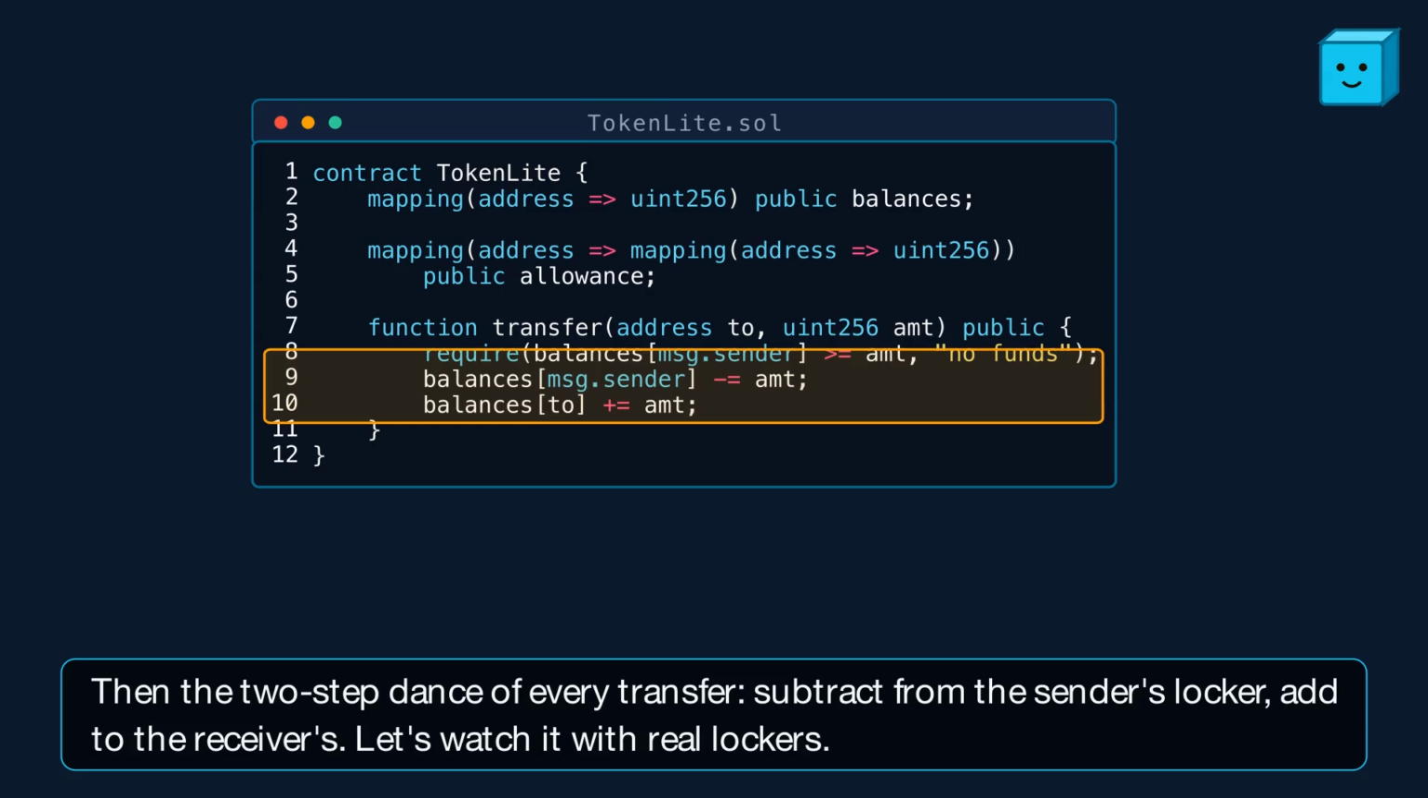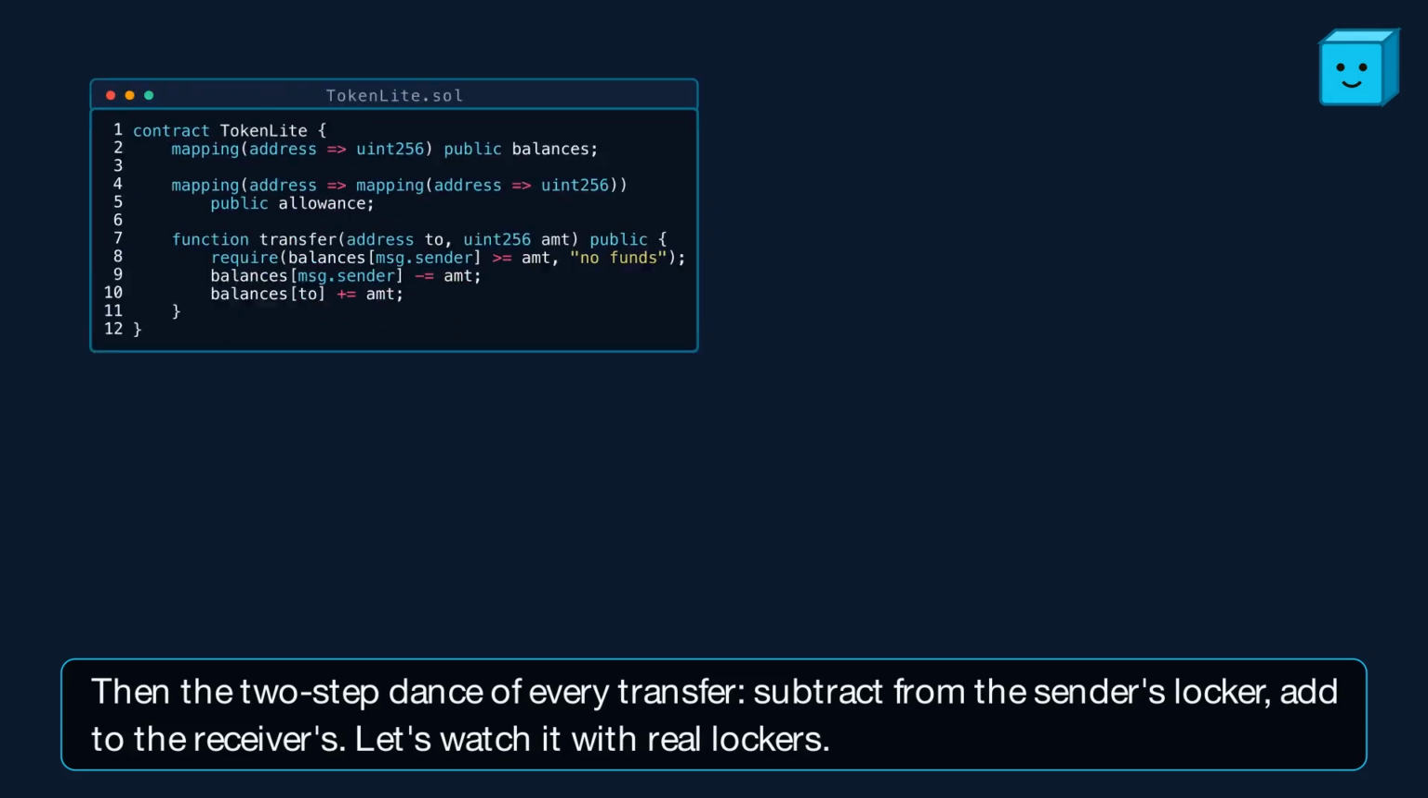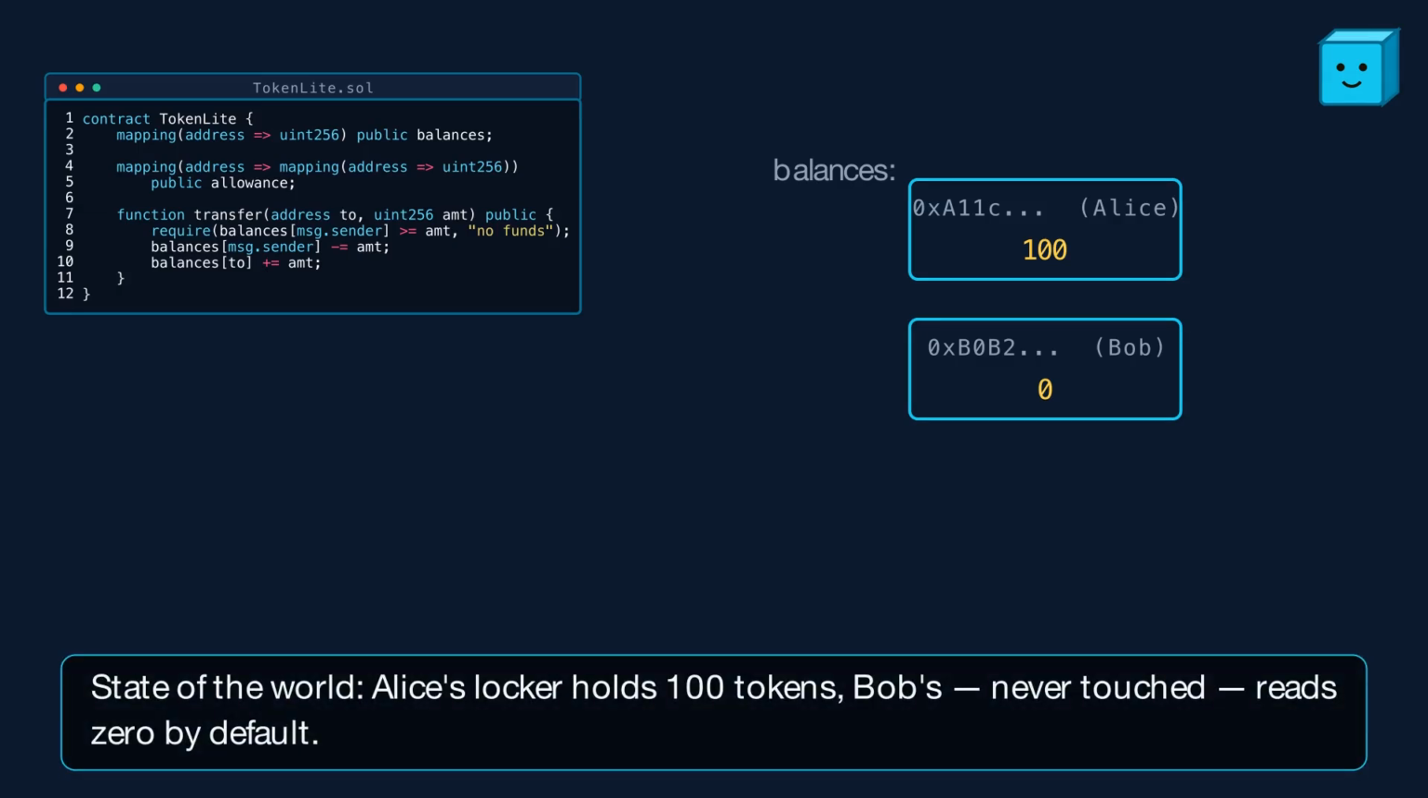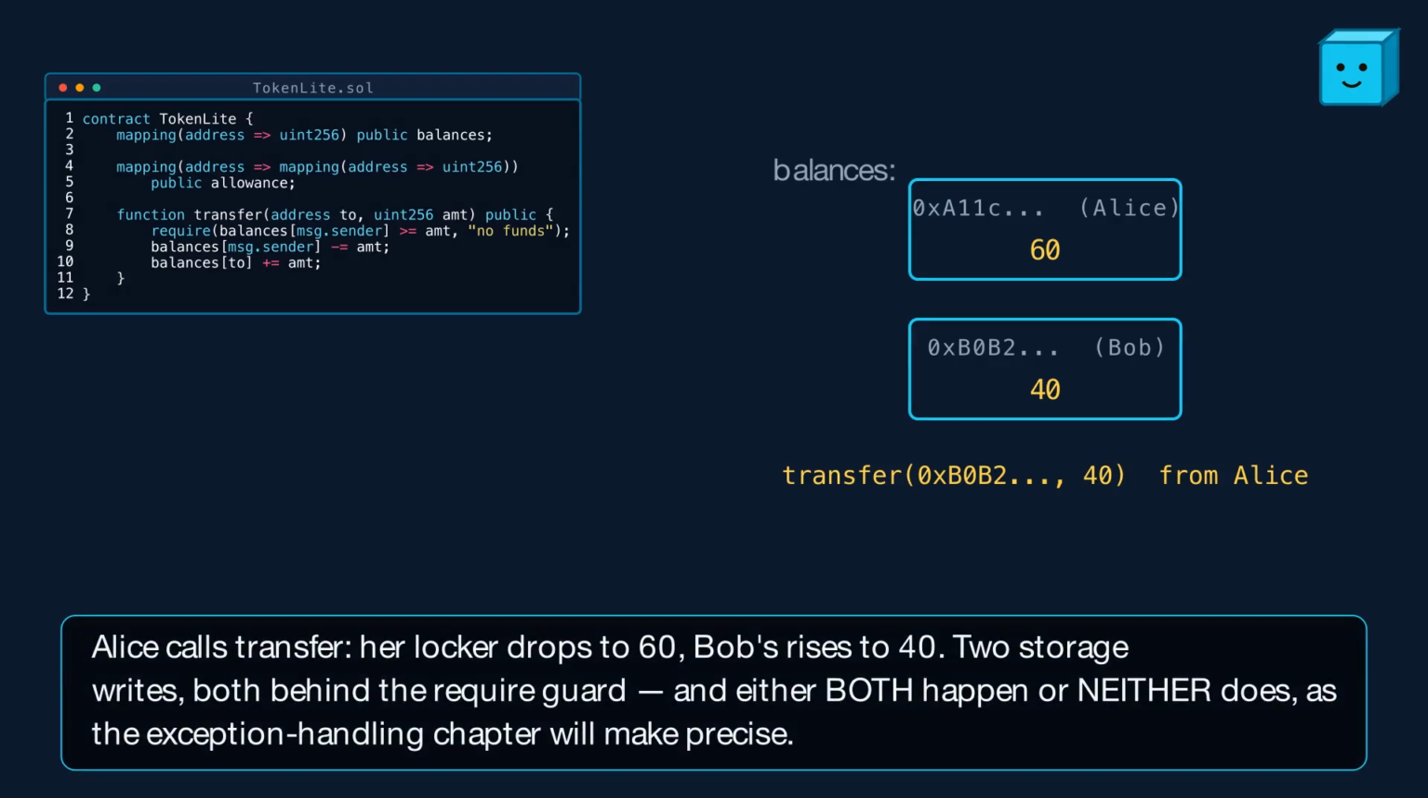Let's watch it with real lockers. State of the world, Alice's locker holds 100 tokens, Bob's, never touched, reads 0 by default. Alice calls transfer, her locker drops to 60, Bob's rises to 40, 2 storage writes, both behind the require guard, and either both happen or neither does, as the exception handling chapter will make precise.